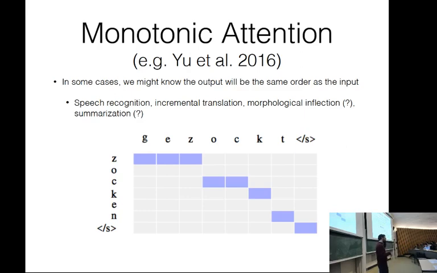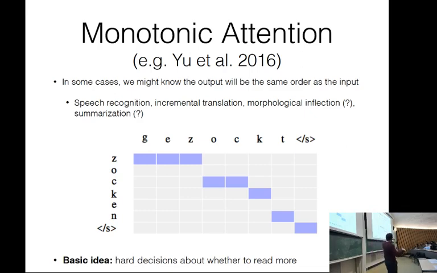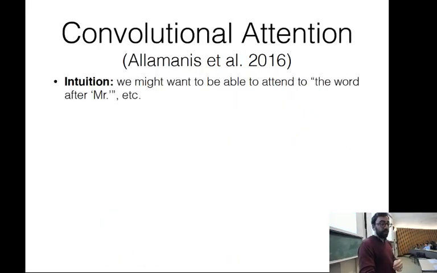And in that case, there was this model where what they did is they made hard decisions about whether to read more of the input and create output, or to maybe skip the input or something like that. In the same way that an FST might read in the input sequence and decide to output things or read in epsilons. Finally, there's this idea of convolutional attention, which basically uses convolution to have the queries be specific words that you might want.